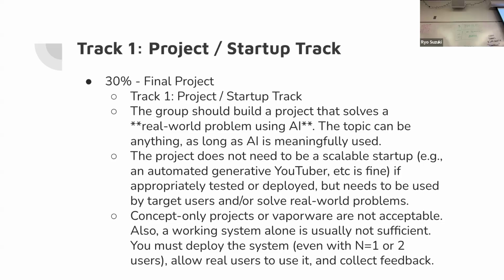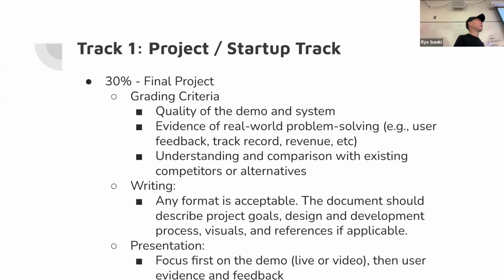So it's a typical product, I would say. But one important aspect is asking the actual user to receive some feedback. So that's the product track. For the product track, we basically look at the quality of the demo and the system, and also evidence of real-world problem solving, such as user feedback, track record, or even making money, and understanding and comparison with existing competitors or alternatives. That's the rough description of the product track.